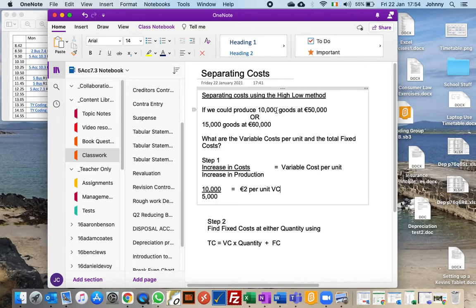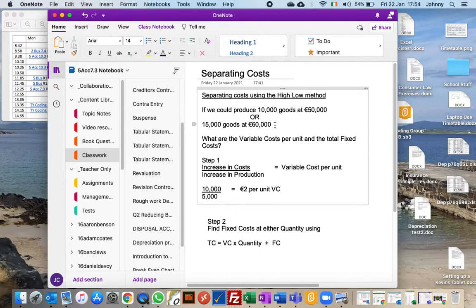In this case, we've got two production possibilities. If we produce 10,000 goods at 50,000, it goes up to 15,000 at 60,000. So we're producing 15,000 as opposed to 10,000, that's 50% more production. But the cost only goes up by 10 grand compared to the 50, so 10 grand over 50 is a 20% increase in cost.